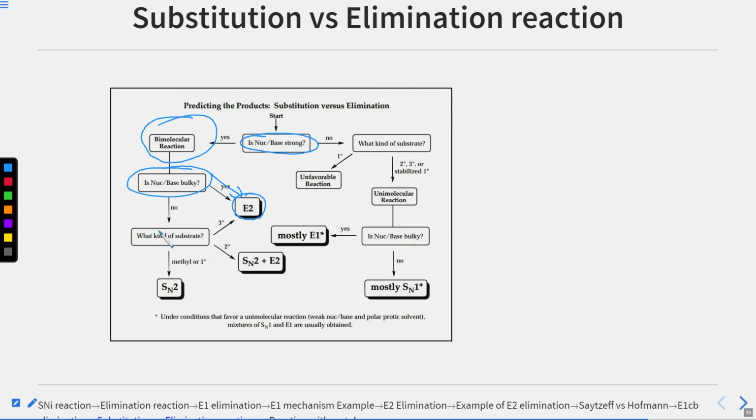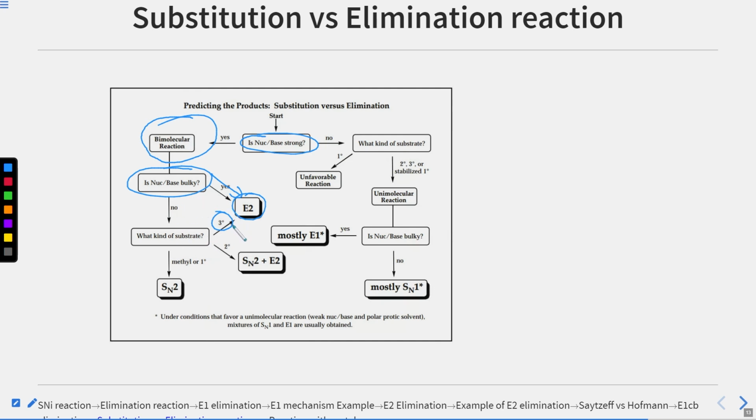And if it is not bulky, and suppose your substrate is 3 degree, it is not bulky but its substrate is 3 degree. So what cases do we take? First of all, if your nucleophile or base is strong, or your reagent is strong, then it will give bimolecular reaction. Now if it is bulky, it will give E2 elimination. If not, then it will depend upon the substrate now.